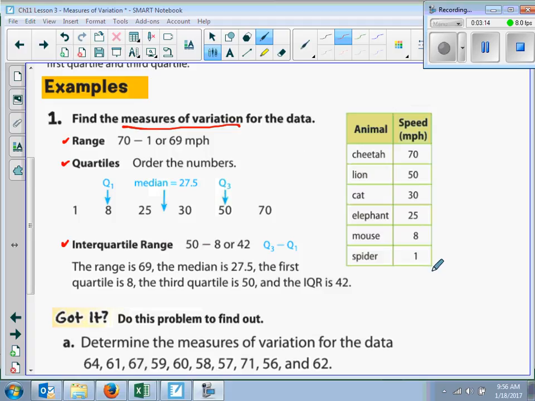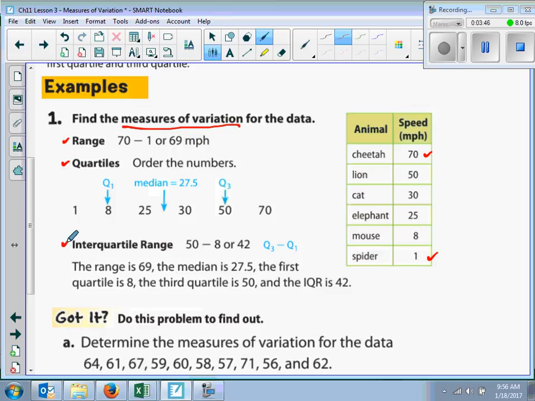To find the range, the first thing we need to do is put the data in order from least to greatest. Well, we can just look at this and see which one is the greatest and which one is the least. So the greatest is 70, and the least is 1. So to find the range for the speed of these animals, it's going to be 70 minus 1, which is 69 miles per hour.